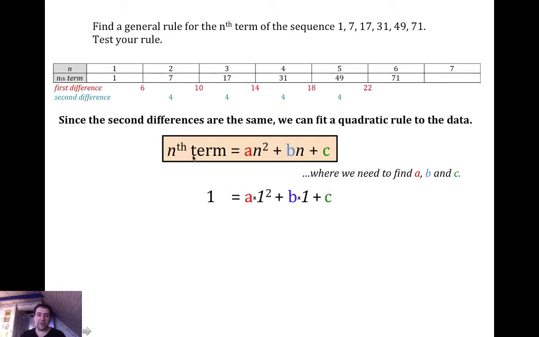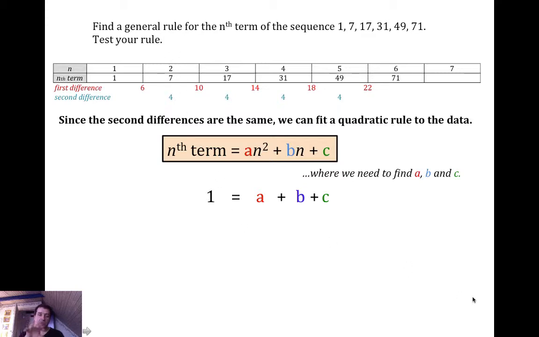So for example, when n is 1 here, so I plugged in n equals 1, then the nth term, the first term, is also 1. So the nth term is 1 when n is 1. Plugging that all in, we get 1 equals a times 1 squared plus b times 1 plus c, which just reduces to 1 equals a plus b plus c. Now what about the next one? Well, the next one is when n equals 2, and then the nth term is 7.